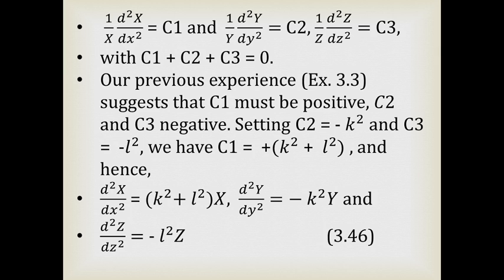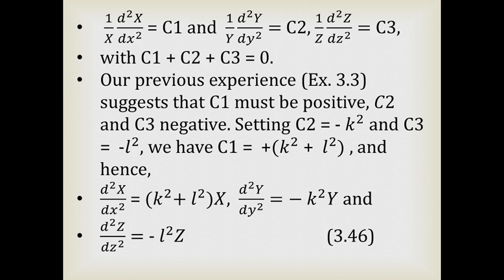One of the constants we can take as positive. According to our previous exercise in example 3.3, C1 must be positive and C2 and C3 are required to be negative. Because if C1 is positive, the corresponding solution, capital X as a function of small x, must be an exponential solution.